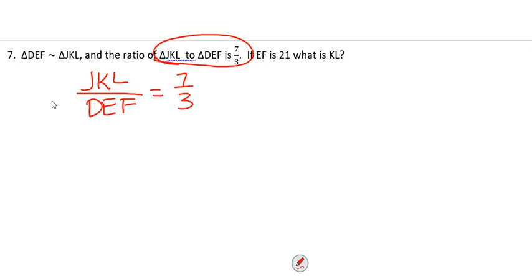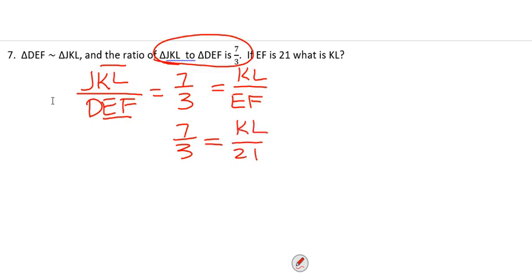So then we're going to look where EF is and where KL is. EF is on the bottom. So that's going to be equal to EF over what? KL. And EF, notice the last two letters, and KL, last two letters there. So KL. So we're going to then go 7 over 3 equals, and we have EF. That's 21, but we don't have KL.